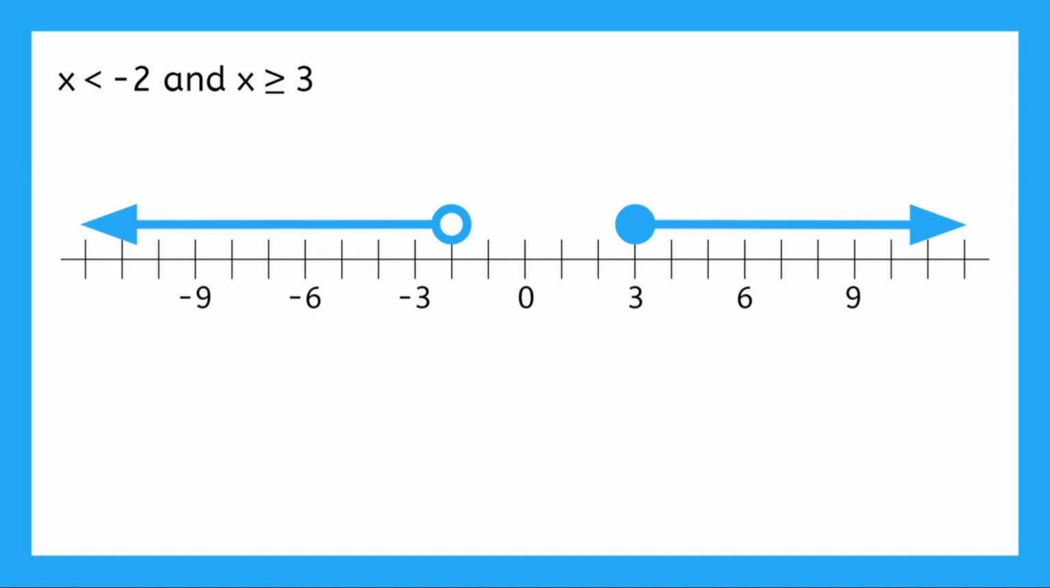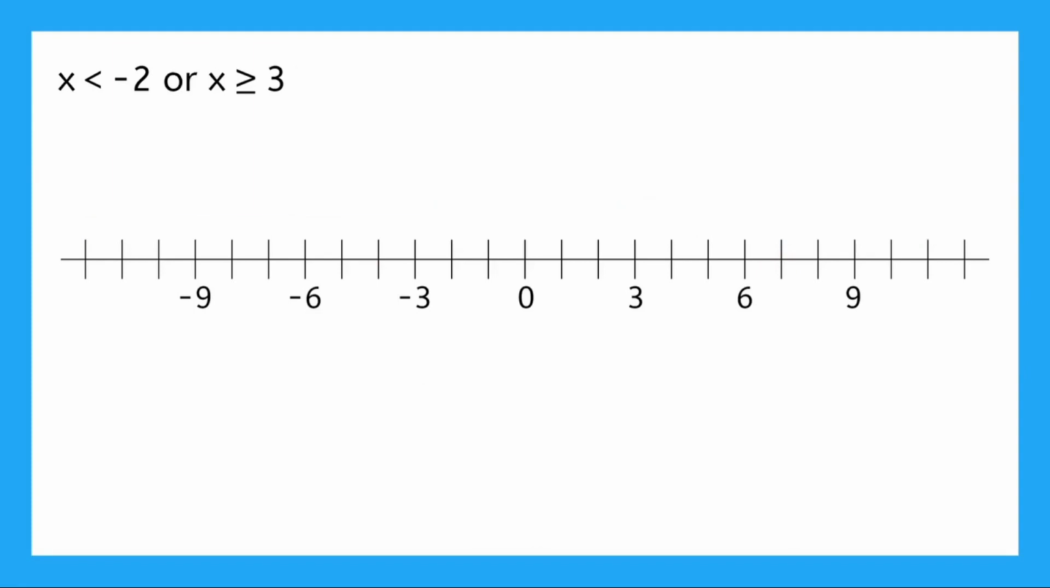There isn't any, because there is no such thing as a number that is below negative 2 and above 3. If a number is below negative 2, it can't be above 3. And if a number is above 3, it can't be below negative 2. So in this case, there's no solution.